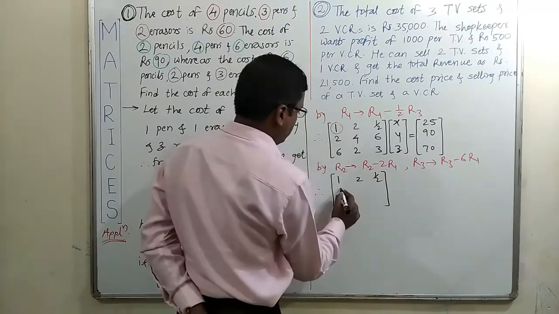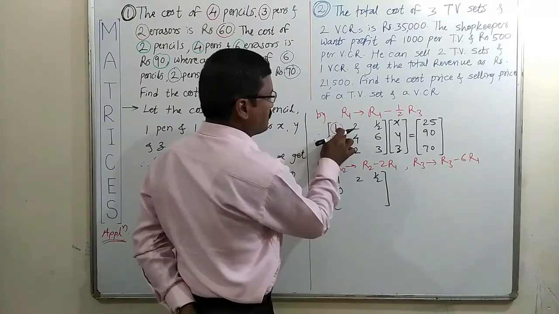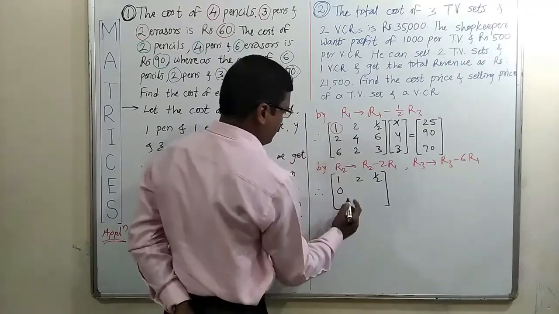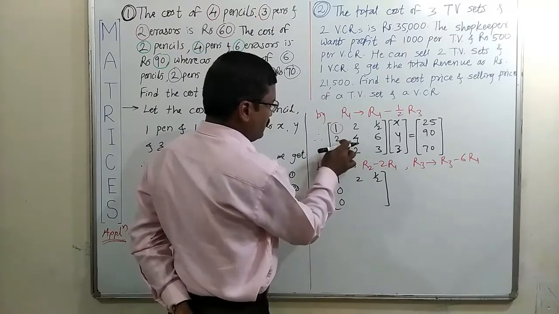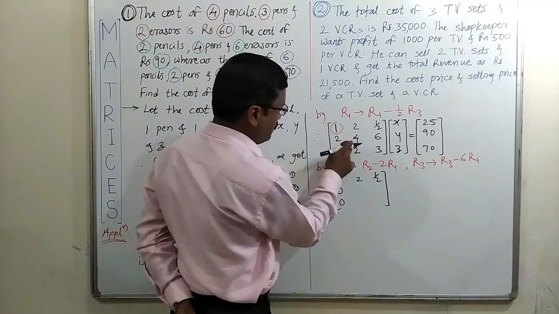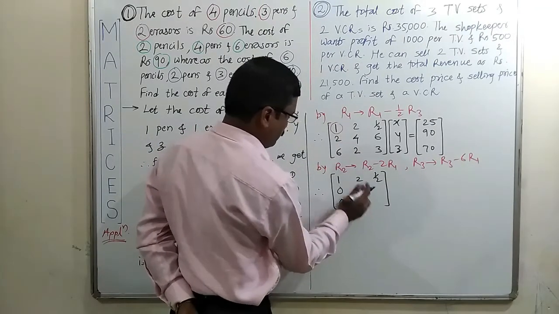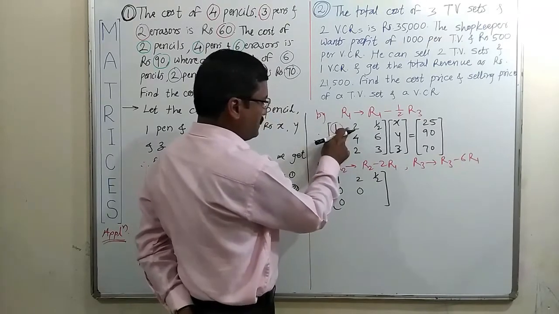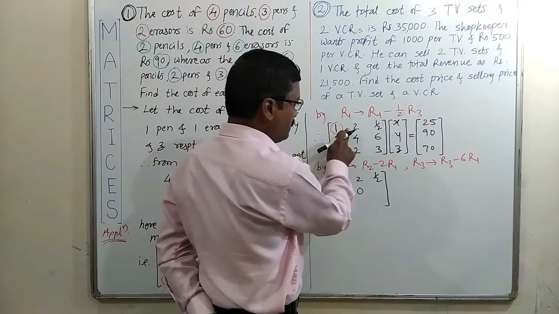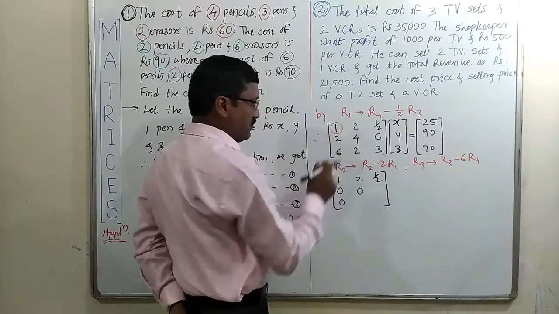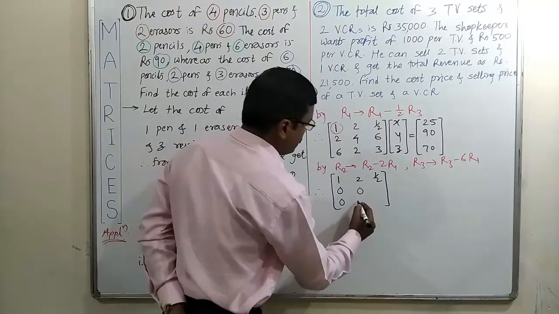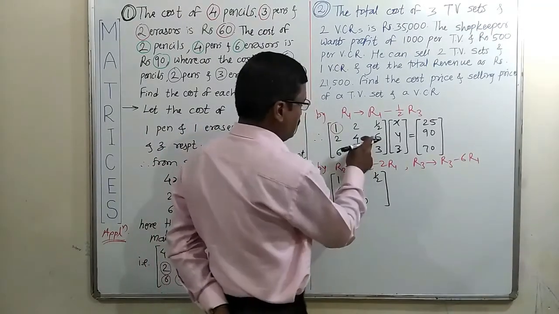2 minus 2 is 0. 6 minus 6, because we are multiplying the first row by 1, so 0. This minus twice of this becomes 0. This minus 6 times this. 6 times this means minus 12. So 2 minus 12, that is minus 10.